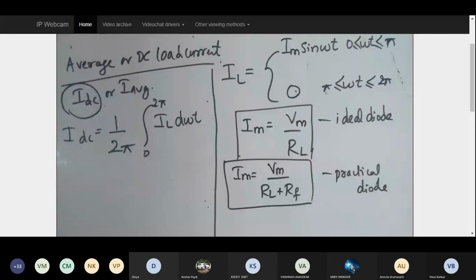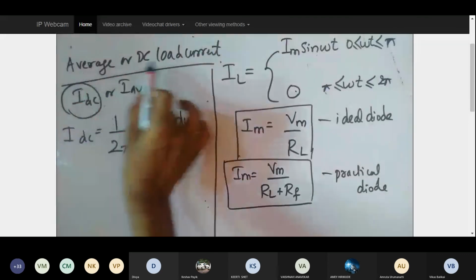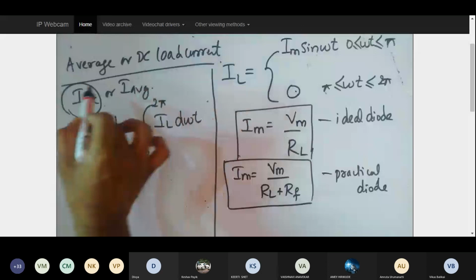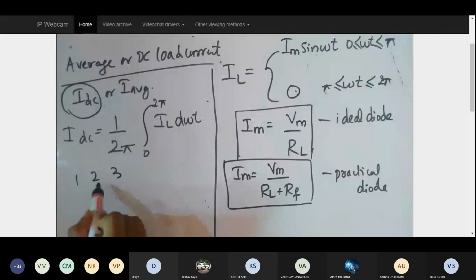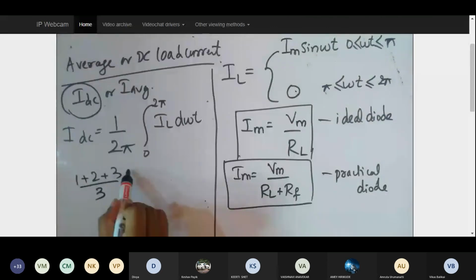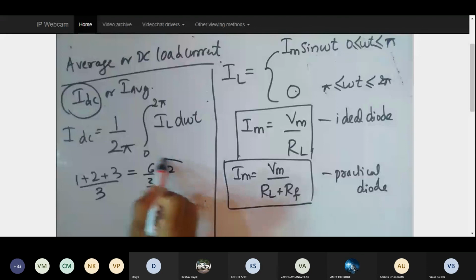So what did I say now? To find how much DC is there in the load current, I wrote this expression. IDC is equal to, since I am calling it an average current, I need to take the average. How do I take an average? For example, to take the average of the three numbers 1, 2, 3, I do 1 plus 2 plus 3 whole divided by the number of terms, 3, right? That will be 6 divided by 3, which is equal to 2. 2 is my average. I calculate in the same way.